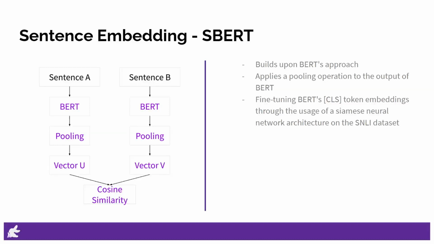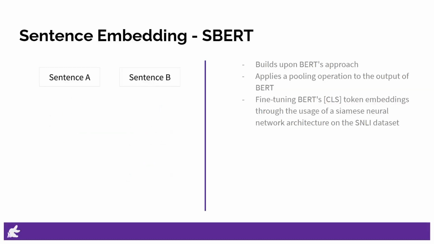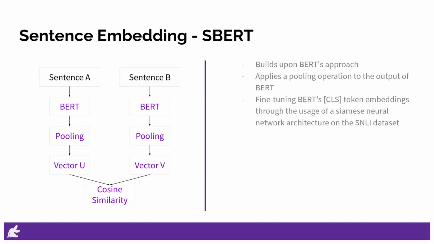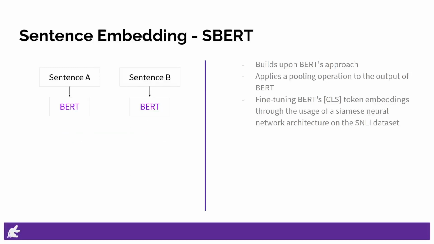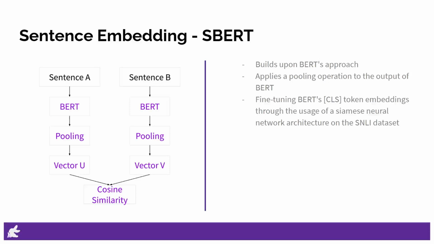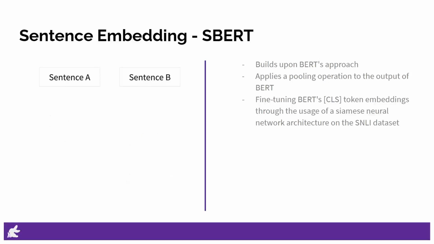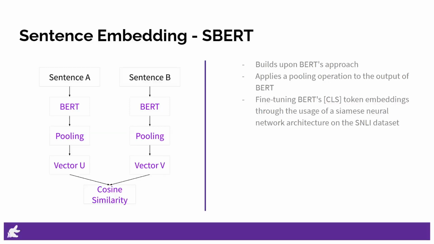To obtain a fixed-sized sentence embedding, SBERT applies a pooling operation to the output of BERT. Common pooling strategies include mean pooling and max pooling. Mean pooling calculates the average value across the dimensions of the BERT output, while max pooling selects the maximum value. These pooling operations derive a fixed-length representation that captures the overall meaning of the sentence.